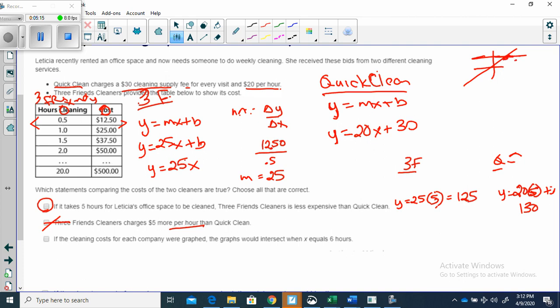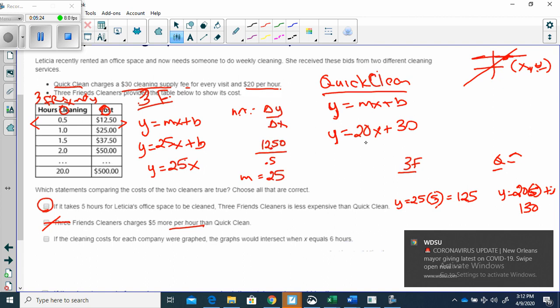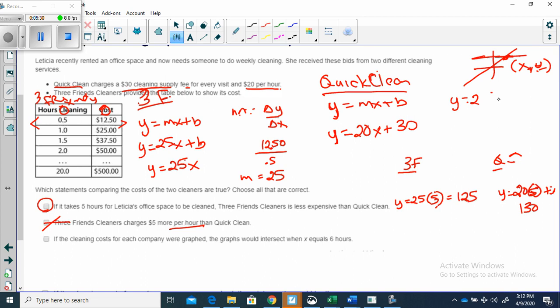If you had that situation, it would be right here. So what we're dealing with is a place where your x and y is the same, where the equations are equal to each other. Let's try that. Y is equal to 25x for one of them, right? And the other one is y is equal to 20x plus 30. We need to know where these two will intersect.